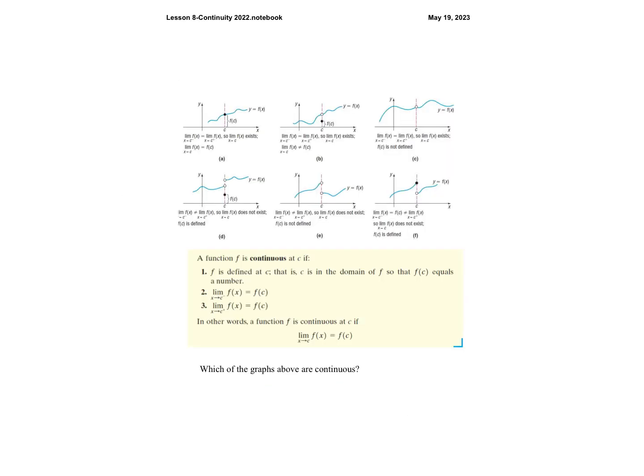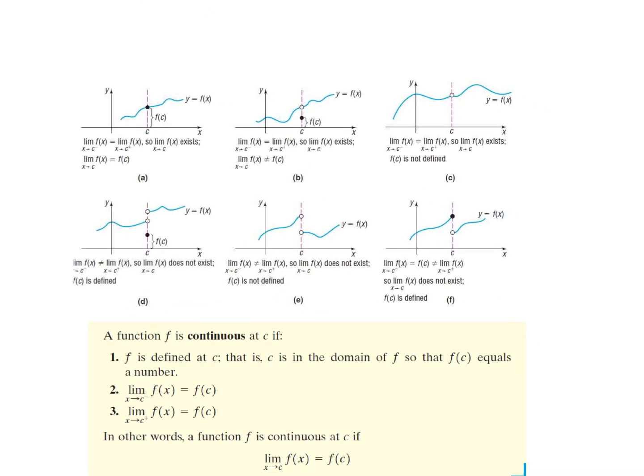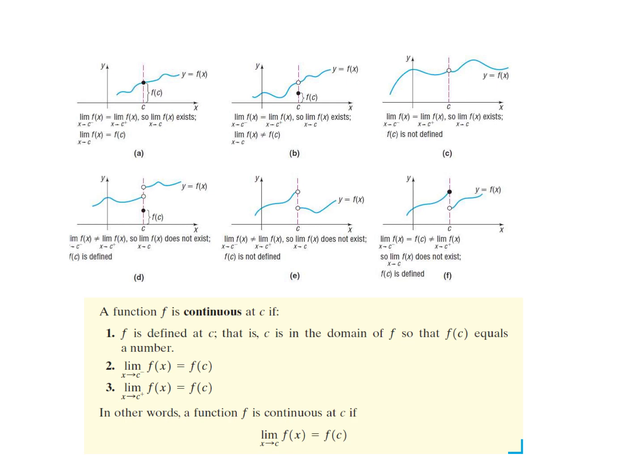So what we're going to do here is just kind of define continuity, which I think we defined in the last video, and then look at a few graphs and decide, is this an example of a function that is continuous at x equals c or not continuous? And if it's not continuous, then what sort of discontinuity are we dealing with? So remember, a function is continuous if all three of these criteria are met.